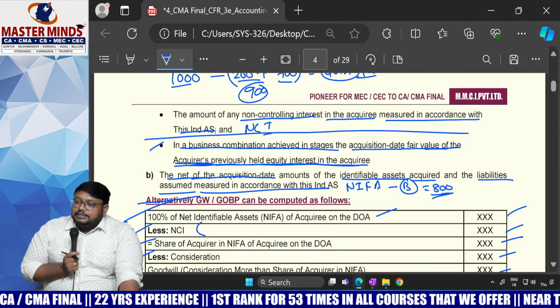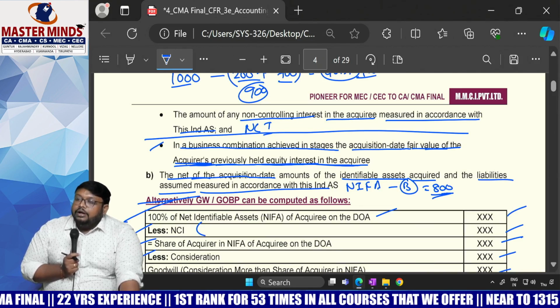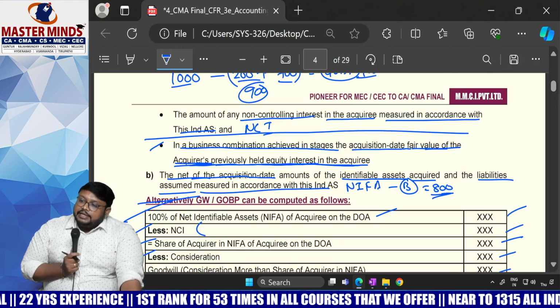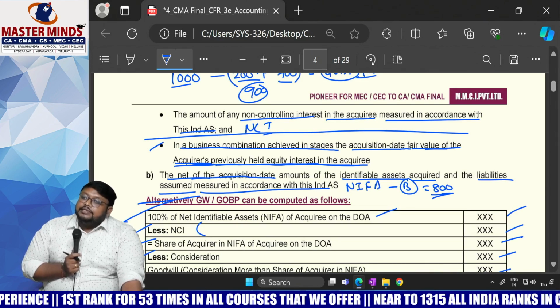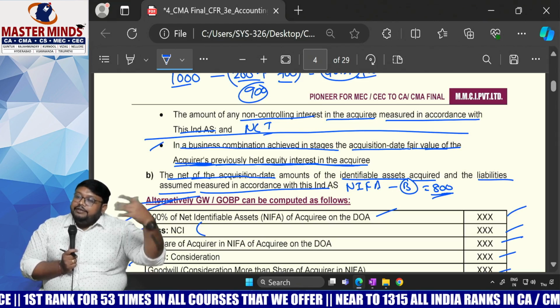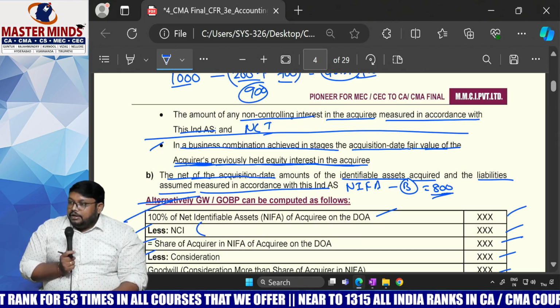For all cases it will not occur. That's why I told you: purchase consideration plus NCI, plus, if the business combination is achieved in stages, the previous equity interest also taken into consideration.